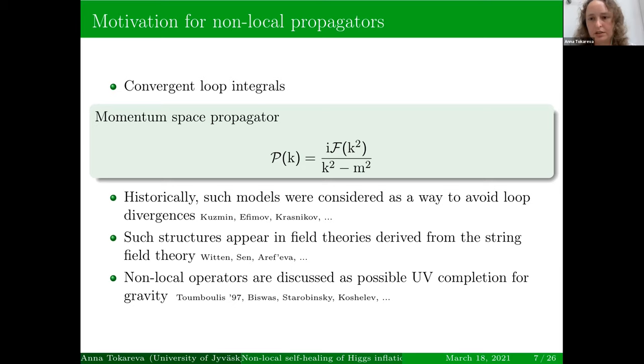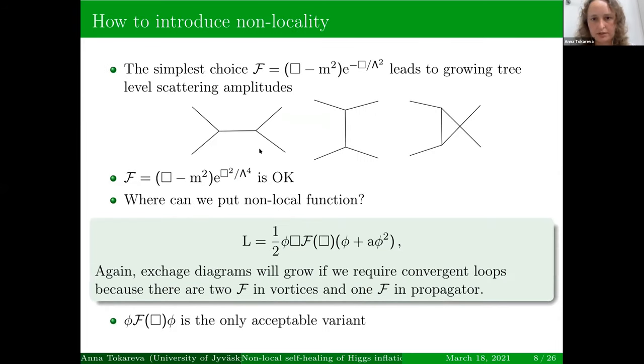And exactly this idea was exploited since the works by Deser and Boulware, in the sense that it can be a possible UV completion for gravity if the graviton Lagrangian is considered to have non-local form factors. Then let's turn to the question: how do we introduce non-locality to gain some good theory as a UV completion for a scalar field with arbitrary potential, which in particular can be Higgs inflation.